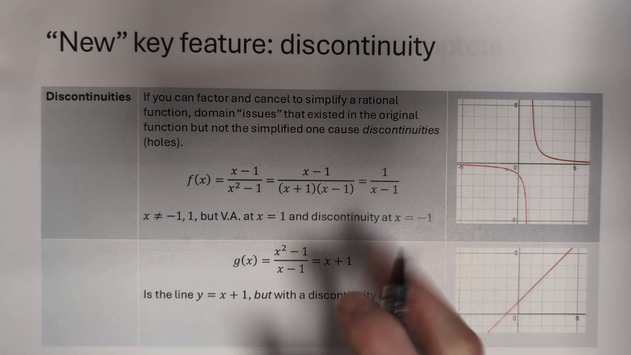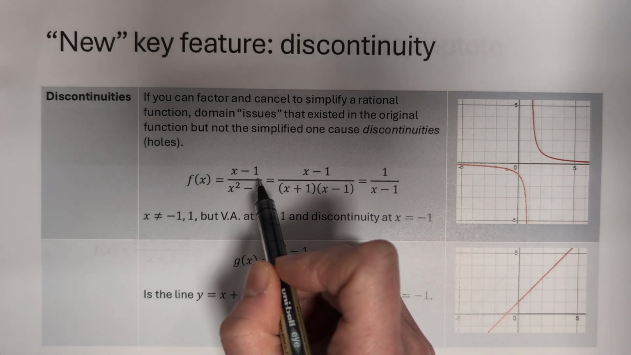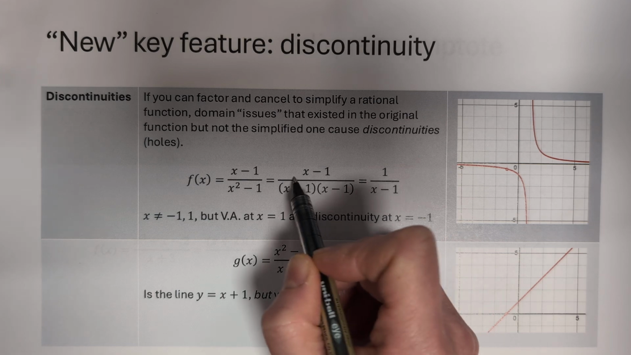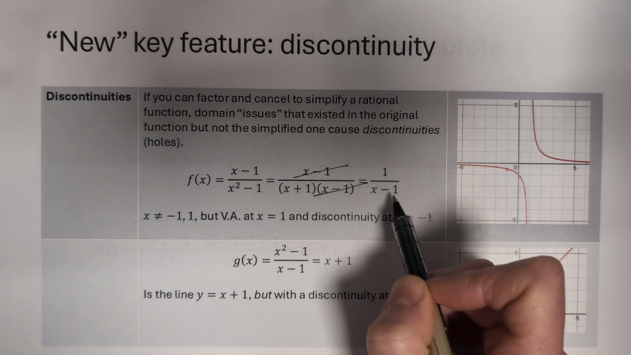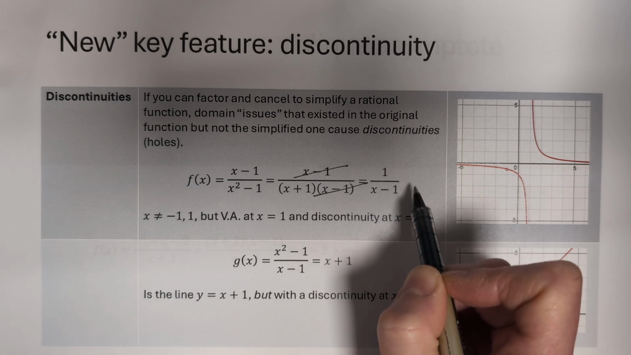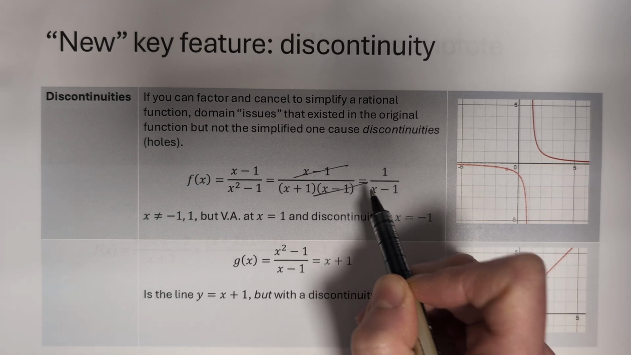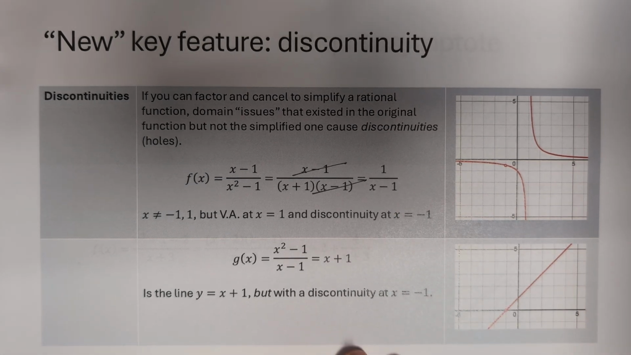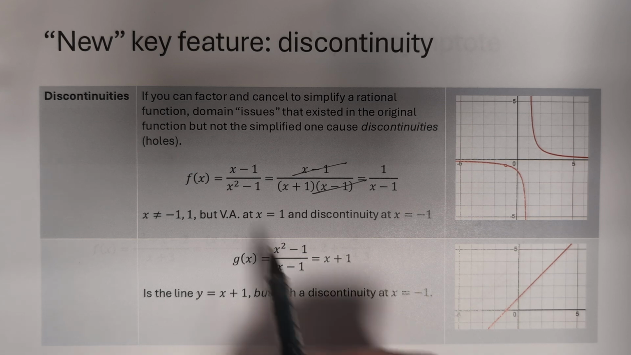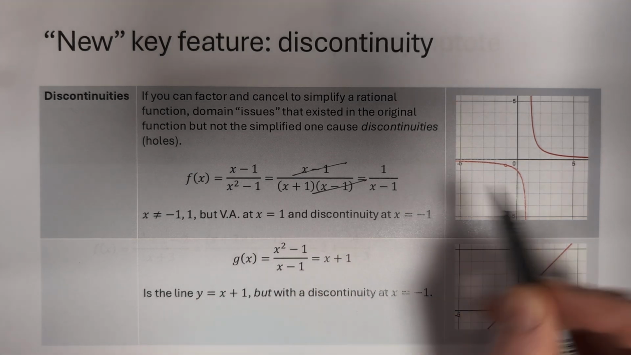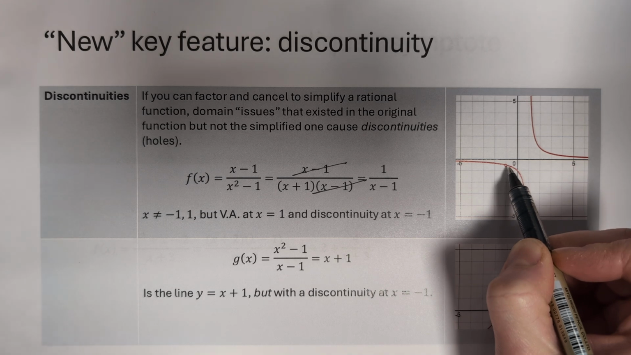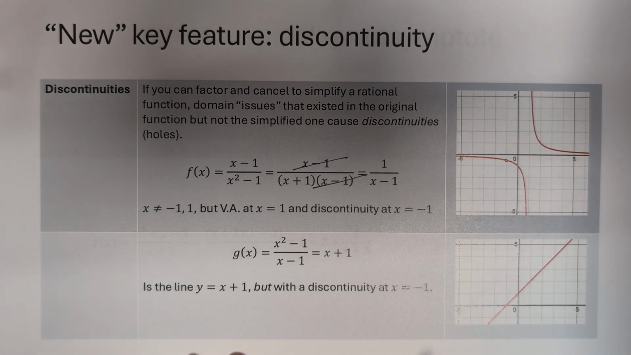Okay, so if you take this original function x minus 1 over x squared minus 1, you'll see that we can cancel out those x minus 1s. And we get something that's essentially equivalent to this function, which is a really simple reciprocal function you've seen before. However, the original function did still have a domain issue at x equals negative 1. So you'll just mark with an open hole that there's a discontinuity there.